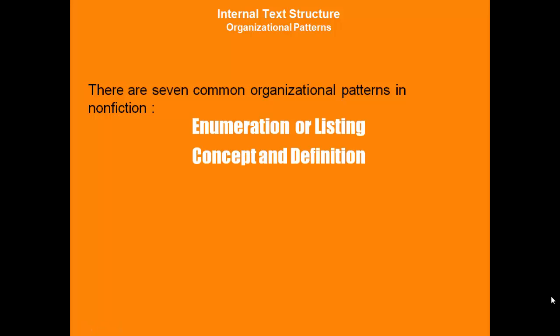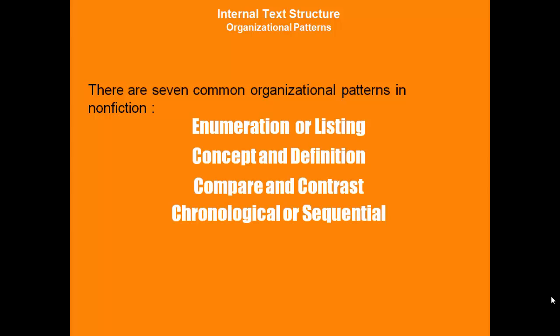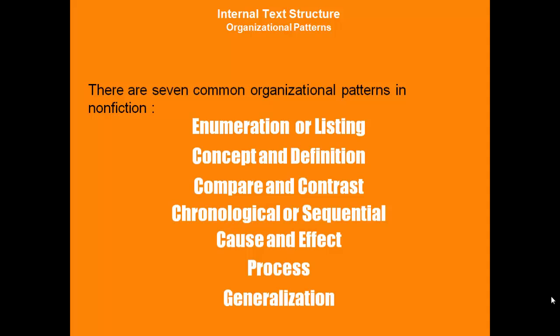We're going to look at 7 common organizational patterns in nonfiction. One is called enumeration or listing. One is called concept and definition, compare and contrast, chronological or sequential, cause and effect, process, and generalization. I'm going to go through each one kind of slowly, and then we'll do some practices at the end. And then after all this, you guys are going to do a practice. But you will be taking notes as we go along.